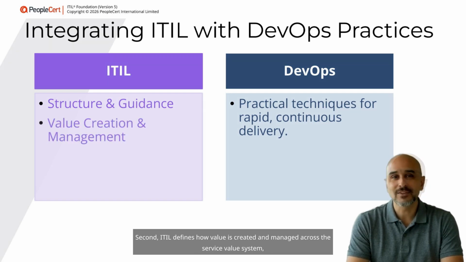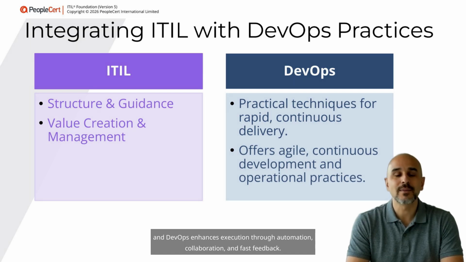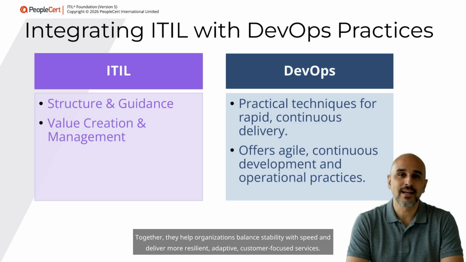Second, ITIL defines how value is created and managed across the service value system. And DevOps enhances execution through automation, collaboration, and fast feedback. Together, they help organizations balance stability with speed and deliver more resilient, adaptive, customer-focused services.